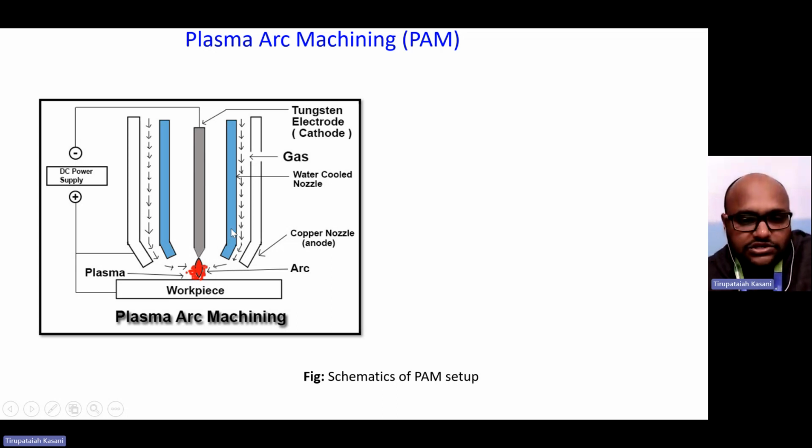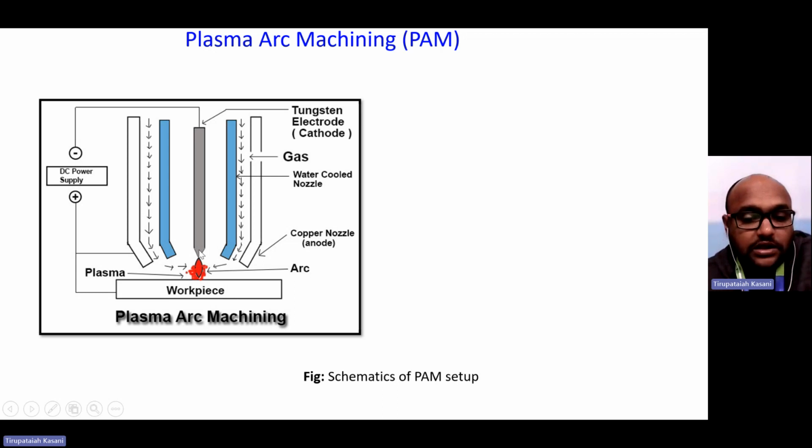This is the water cooled nozzle, and in the annular space of the nozzle the gas is supplied. This is the outer nozzle, that is the copper nozzle, that is the anode. Here, due to the high potential difference between the workpiece and this tungsten electrode, the plasma is generated, followed by the arc generation. We can see the arc with the naked eye, but it is very high intensive in nature, so we can't see the arc directly. That is why, using a protective shield, we can observe the arc between these two.